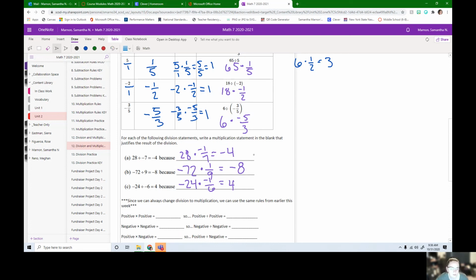So just to reiterate, we're showing that because multiplicative inverse exists and multiplication and division are related, we have the same rules as multiplication.